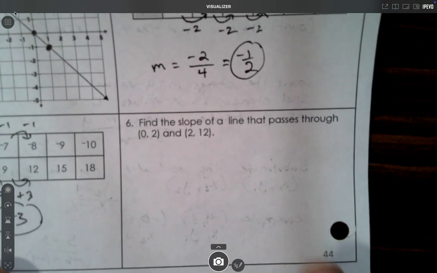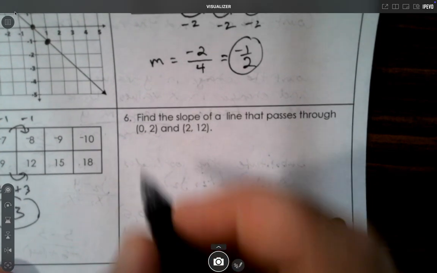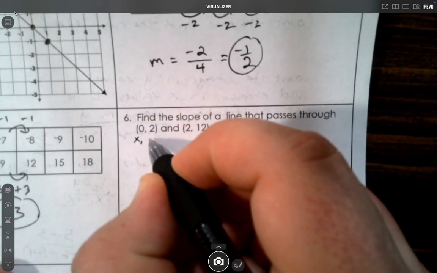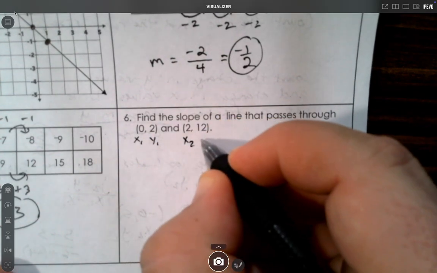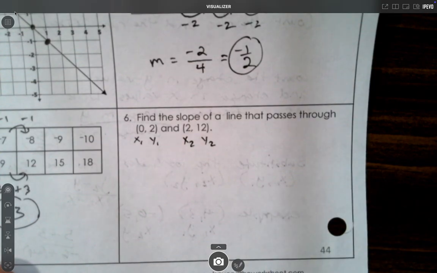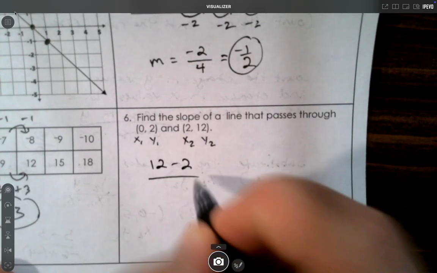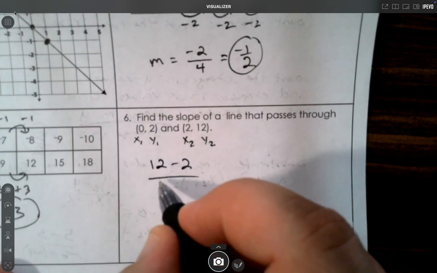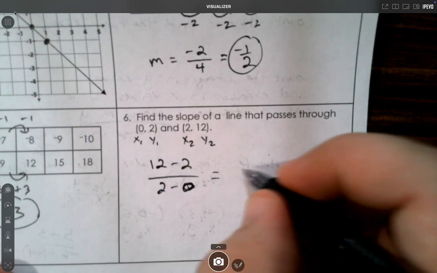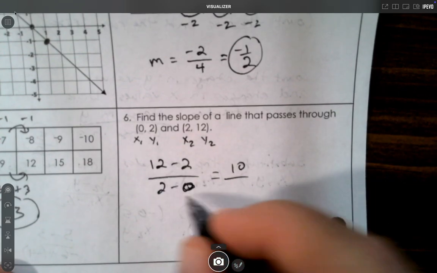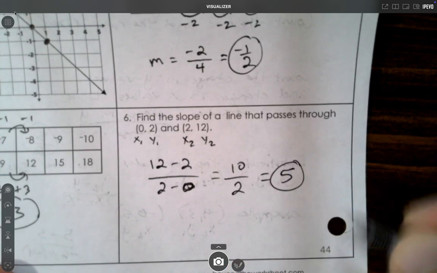Our last 2. Find the slope of the line that passes through 0, 2, and 2, 12. So we have our x in the first point and our y in the first point, our x in the second point and our y in the second point. So y2 minus y1 will be 12 minus 2. x2 minus x1 will be 2 minus 0. 12 minus 2 is 10. 2 minus 0 is 2. And 10 divided by 2 is 5.